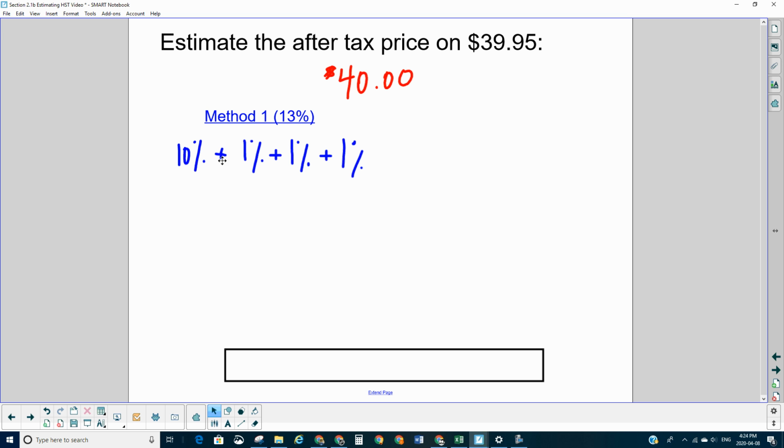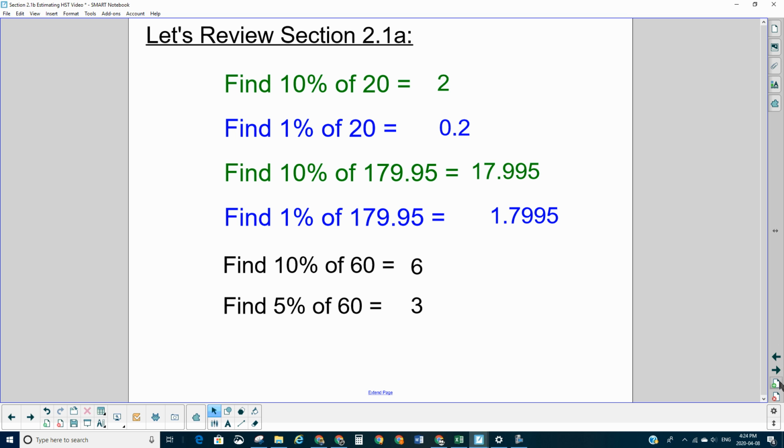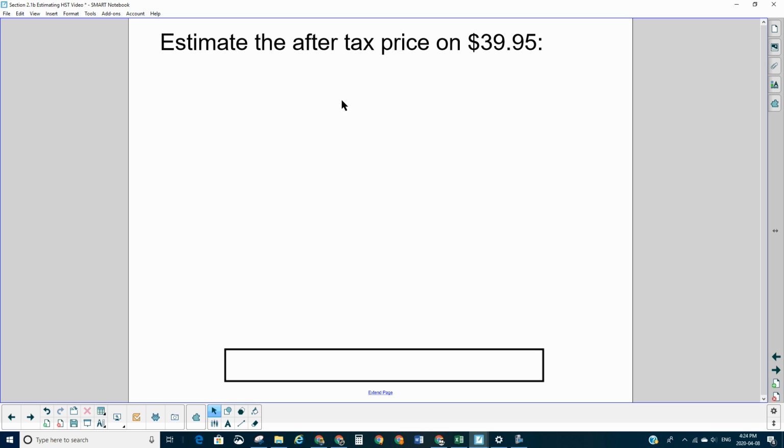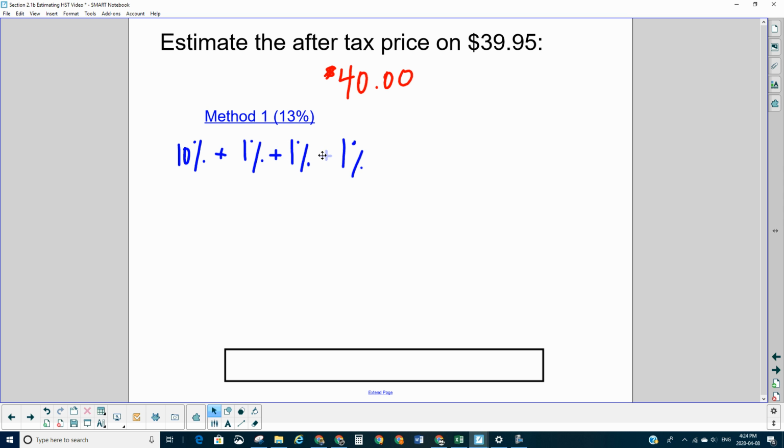So why did I choose 10 and 1%? Well, because that's going to be just like what we figured out over here in the last section. So the 13% on $40 is 10 plus 1 plus 1 plus 1. So 10% on $40 is just 4. Move one decimal place to the left. 1%, we're going to move two decimal places. So move it over here and here, and it is 40 cents.